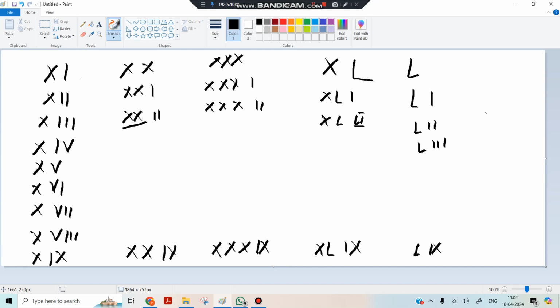How would you write 60? 60 is 10 more than 50. So L for 50 and X gives you 10, 60. And you continue 61 and 62 and you continue this way. So you can keep trying for the other letters and you can reach till 100 following the same pattern.